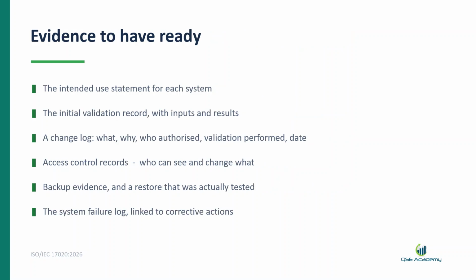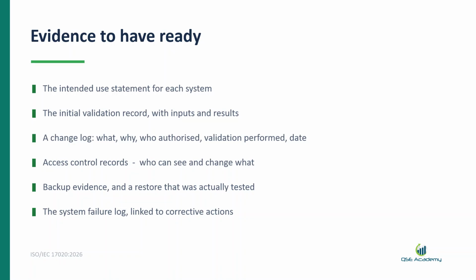And finally, the file an assessor will ask for: 6 items. The intended use statement for each system and scope. The initial validation record showing what you tested and what happened. A change log with, for each change, what changed, why, who authorized it, what validation was performed, and when. Remember, the standard requires all of that before implementation, so the dates in that log will be read carefully.